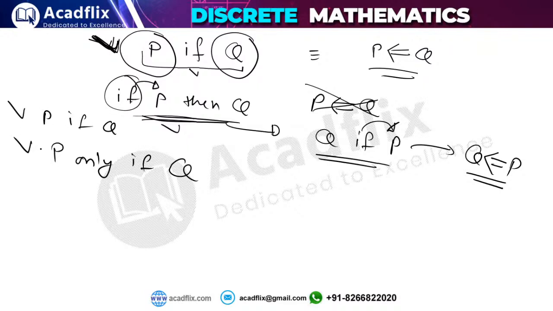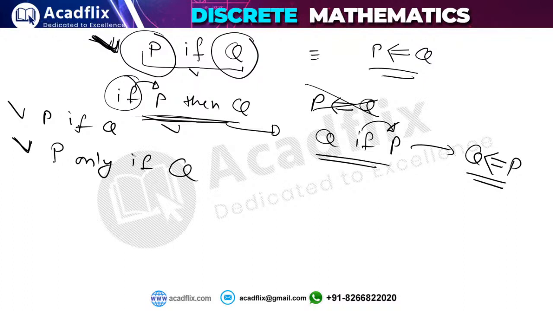What is the difference? इन दोनों में क्या अंतर है? एक है हमारे पास में स्टेटमेंट P if Q, एक दूसरा स्टेटमेंट है P only if Q. ये दो स्टेटमेंट है हमारे पास. What is the difference between these two statements? Can you feel some difference?